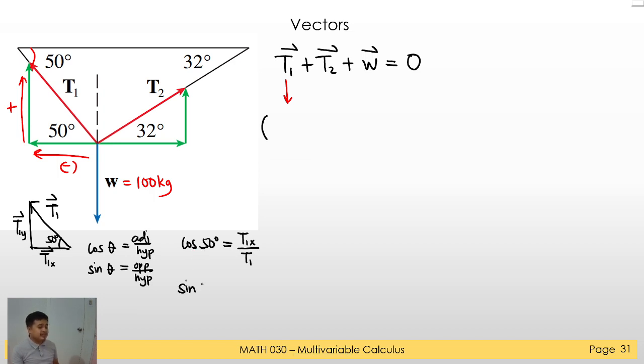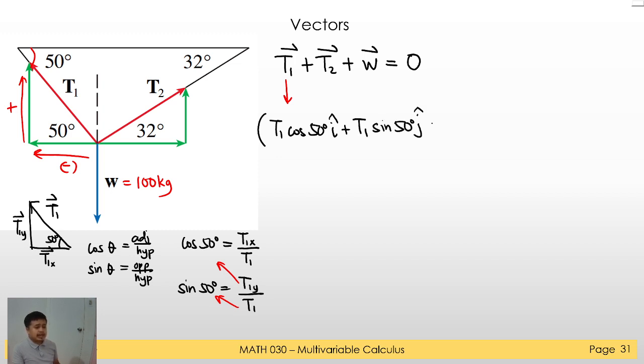And then for sine 50 degrees, we have T1y over T1. If we simplify this and cross multiply, for the x component we have T1 cosine 50, sorry, not T1x but T1 only, cosine 50 i hat, plus T1 sine 50 degrees j hat.